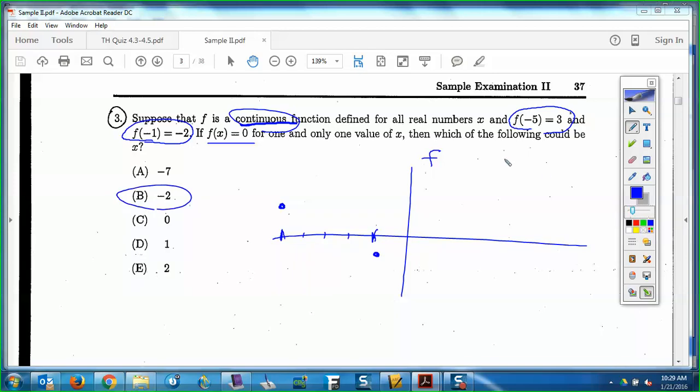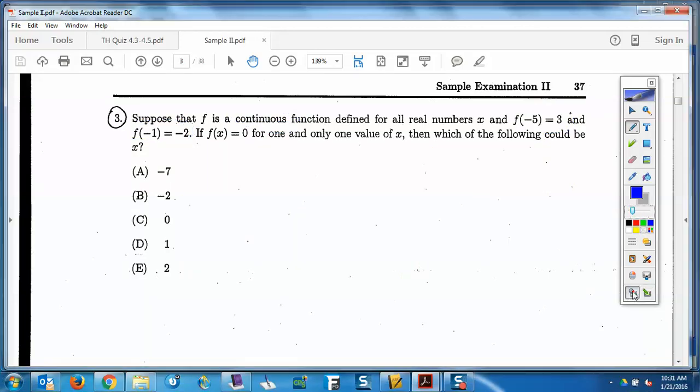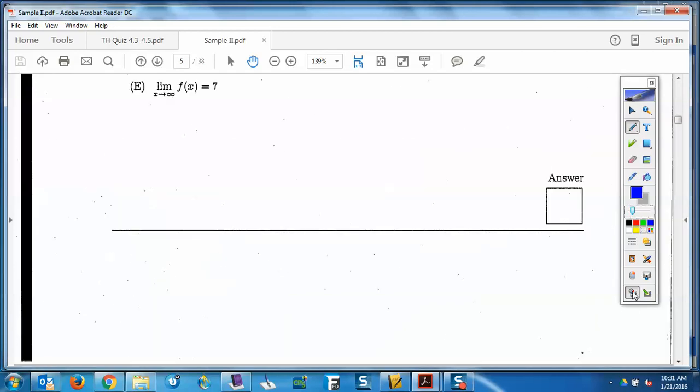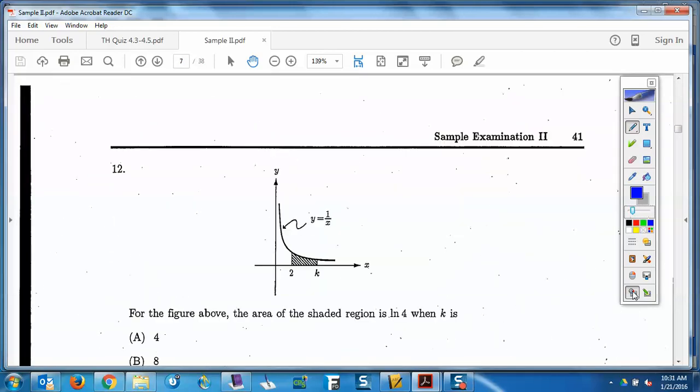That is a consequence of something known as the intermediate value theorem, which we're going to learn today. But again, I don't think you need to know that, right? I think common sense, if you plotted those points, would have told you that. Anyway. Keep going.